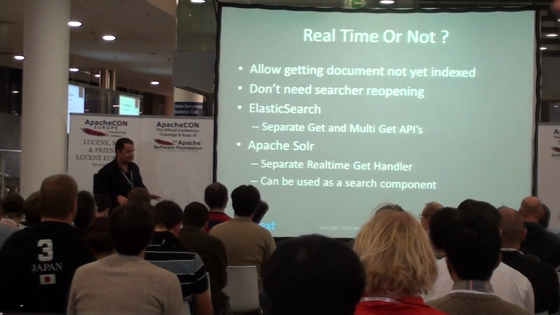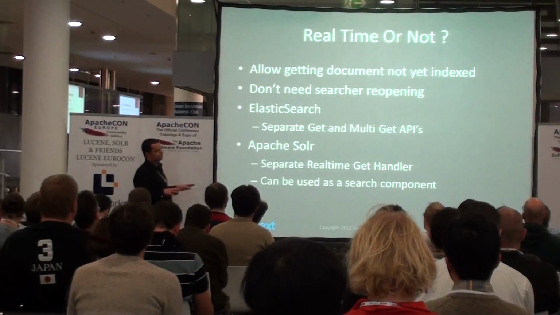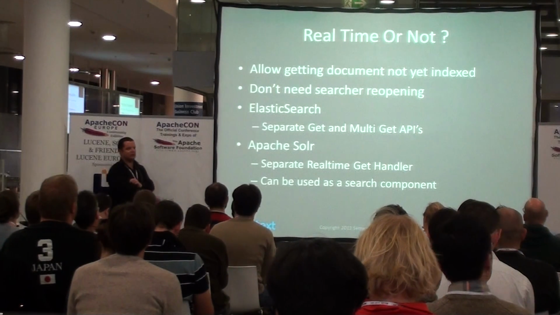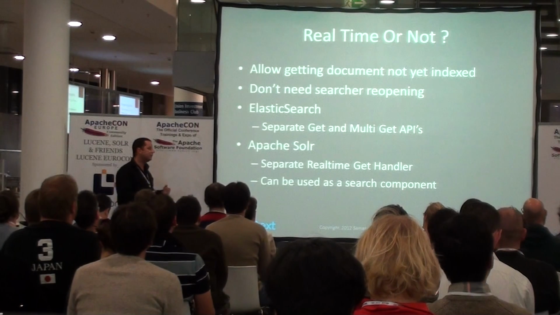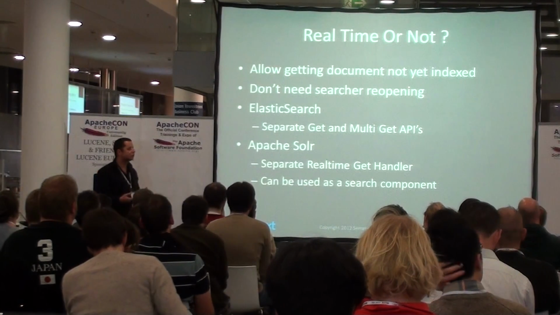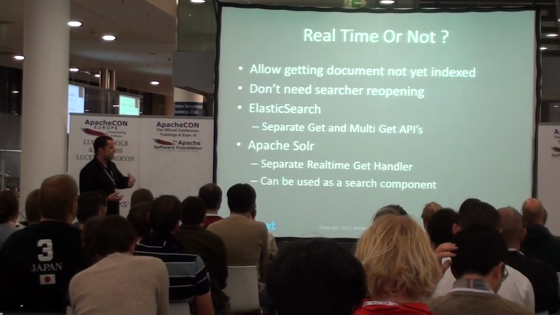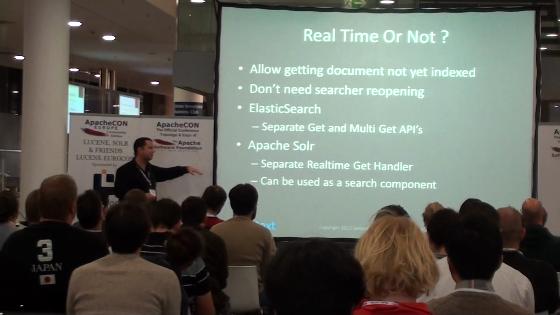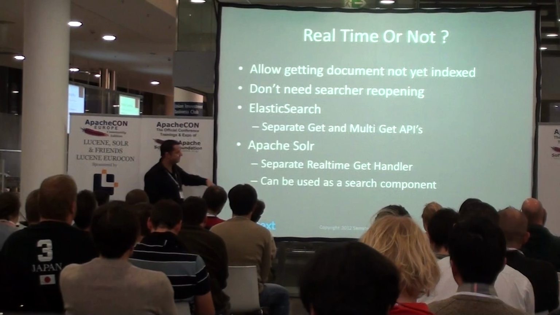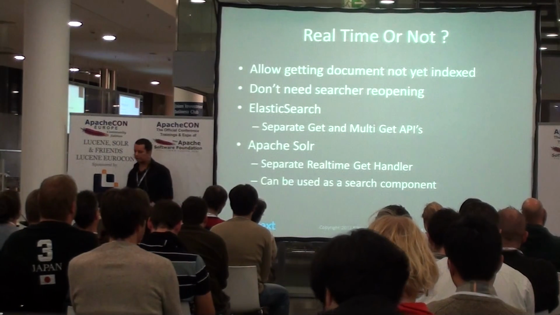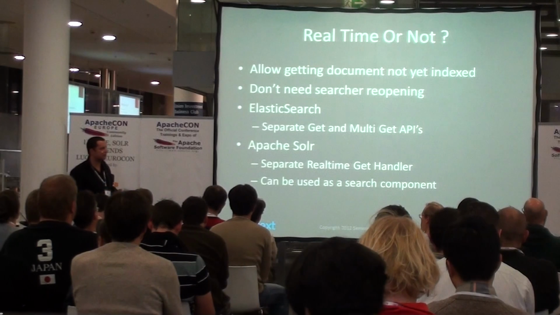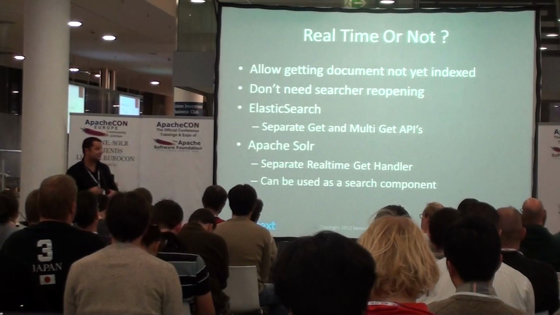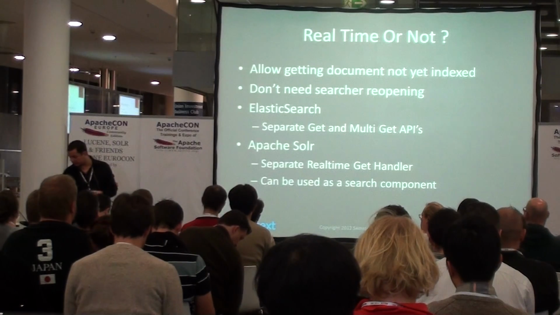Both provide real-time get, which allows us to get documents which were not yet indexed, and the NRT index search will not reopen. Elasticsearch provides two endpoints, the get and multi-get APIs, and Apache Solr provides the real-time get handler, which you can add as a handler component in order to get your results whenever they were sent to index.